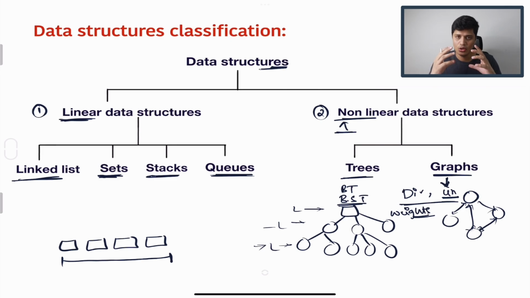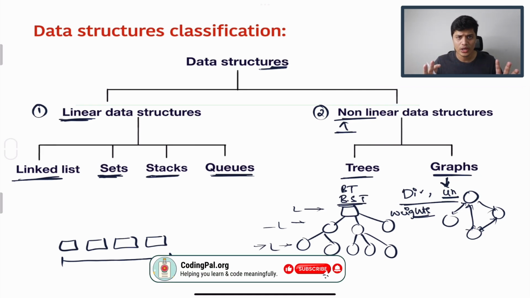Like I mentioned, I'm just giving a brief overview of the data structure classification at this point of time. If you are not aware of the terminologies that I'm mentioning, don't worry, we will do a thorough investigation of these properties when we discuss the respective data structure. Anyway, that is the data structure classification: linear data structures and non-linear data structures. Some examples of linear data structures are linked list, stacks, queues, and set data structure. Some examples of non-linear data structures are trees and graphs. So that's all for the data structure classification.